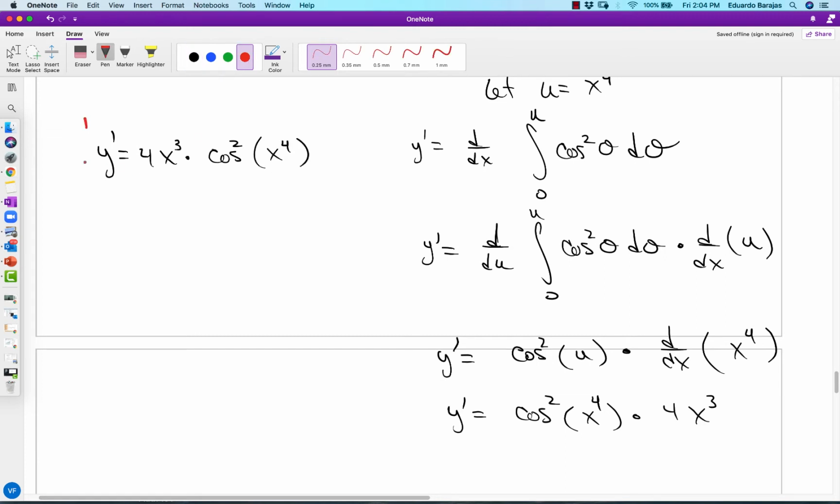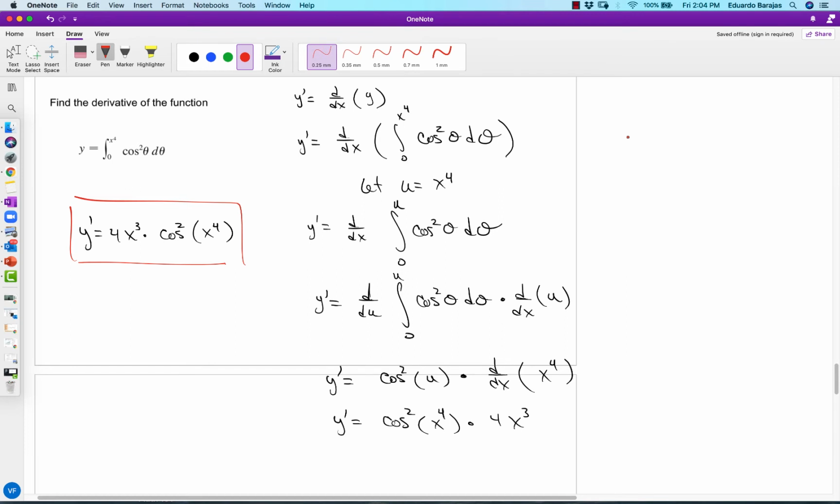That's my answer. Okay, well, these are fun little problems, but there's only so much you can do with them. So what we really need is the second part, part 2 of the fundamental theorem of calculus. That's where the real work takes place.